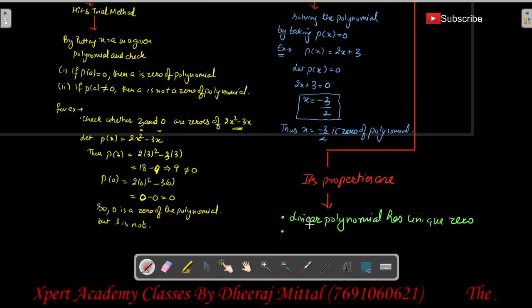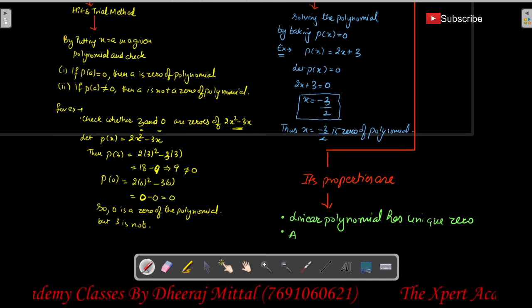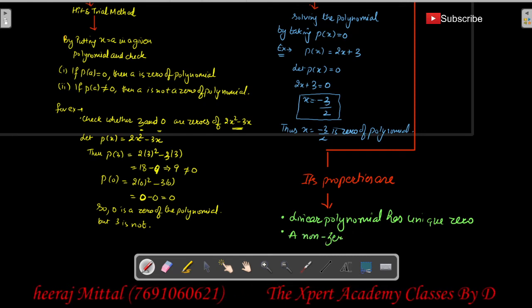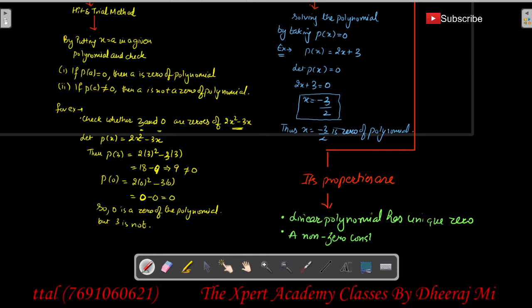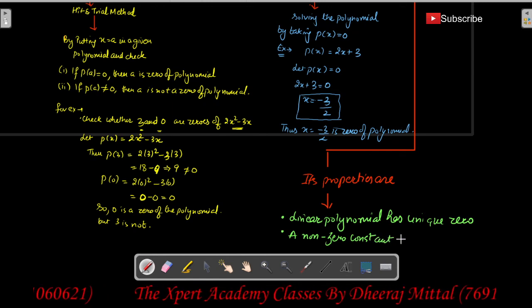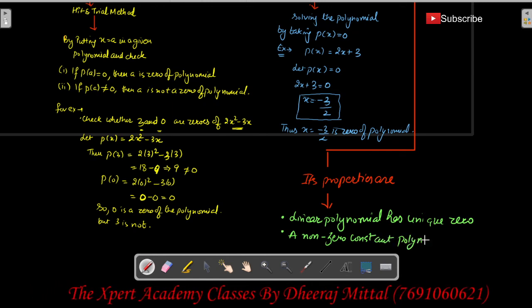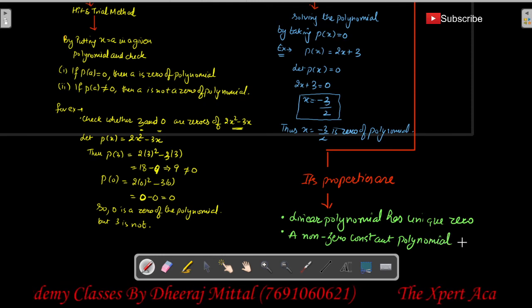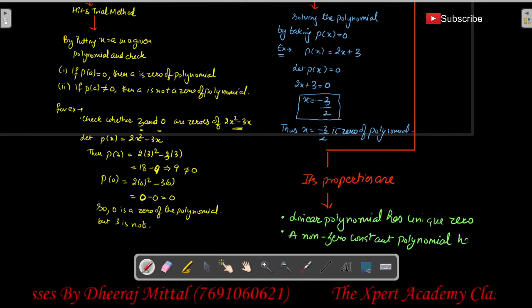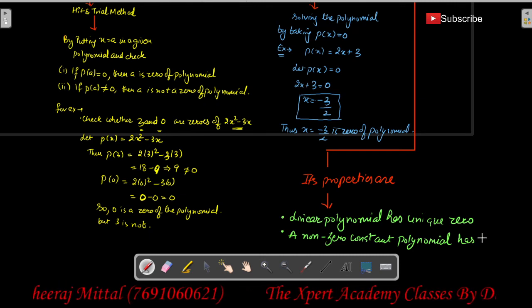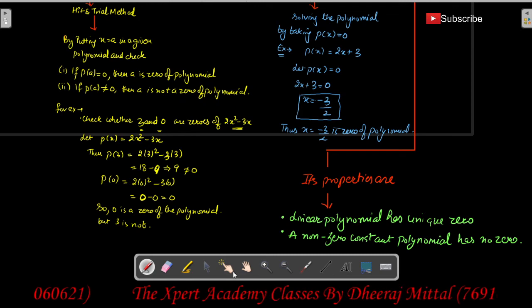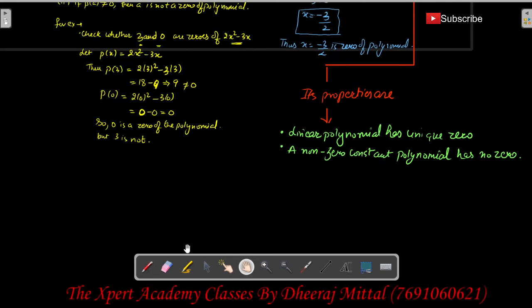Second property is a non-zero constant polynomial. जो जीरो नहीं होता वो कांस्टेंट पॉलिनोमियल या नॉन जीरो कांस्टेंट पॉलिनोमियल मींस एक ही बात है. A non-zero constant polynomial has no zero. उसका कोई भी जीरो नहीं होता. मान लो 3 है, इसका कोई भी जीरो नहीं होगा. 2 है, इसका कोई भी जीरो नहीं होगा.